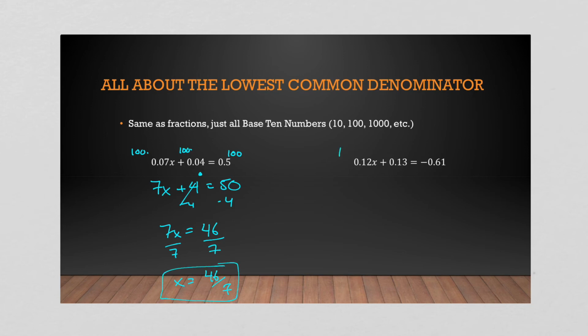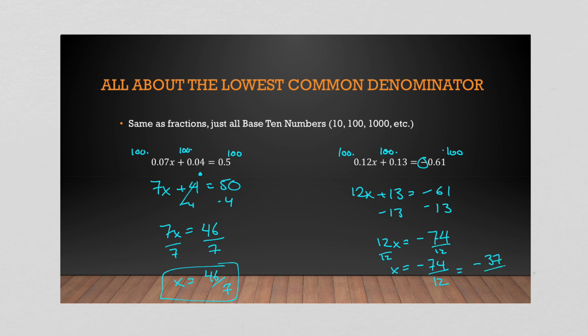And now we look at the next one. We're multiplying by 100, by 100, and by 100. So this becomes 12x plus 13 equals negative 61. Watch the negative symbol, okay? Minus 13 from both sides. 12x equals negative 74. X equals negative 74 over 12 because we divide both sides by 12. We can simplify this fraction, divide everything here by 2, and we get negative 37 over 6, and we can't simplify that. So you're done.